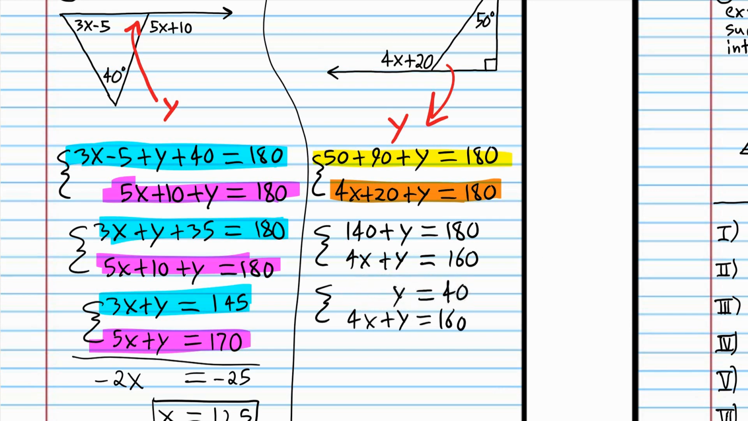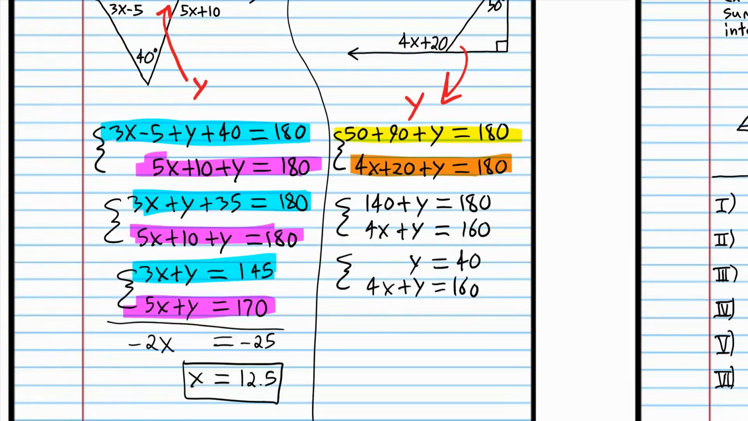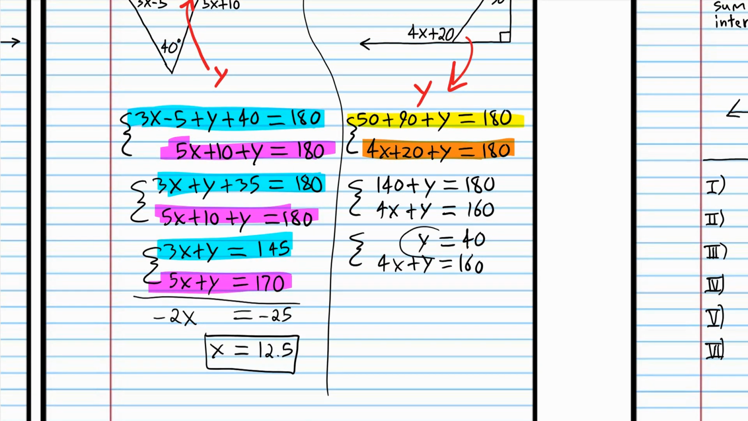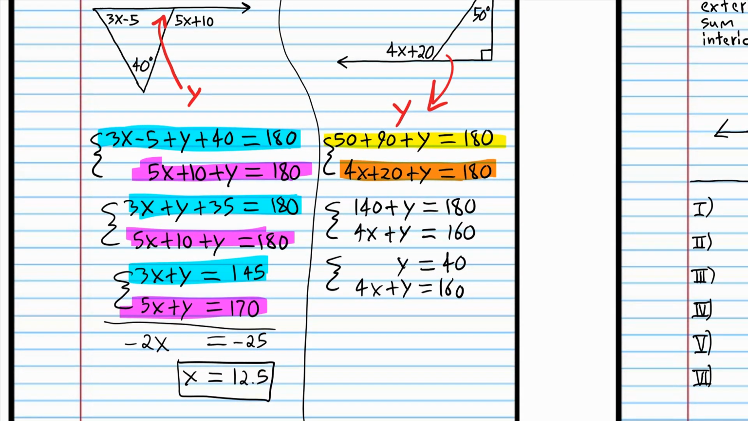Now we're just going to use substitution because one of the variables is solved for. y is 40. Just double checking all that stuff. So y is 40, so we can take that 40 and plug it in to this y. So I'm going to take this equation, put it down here.